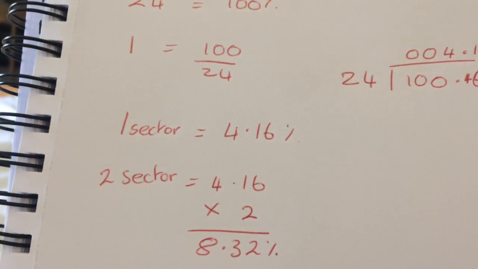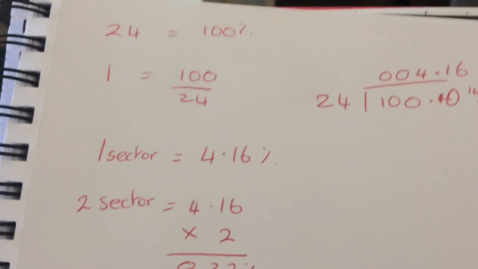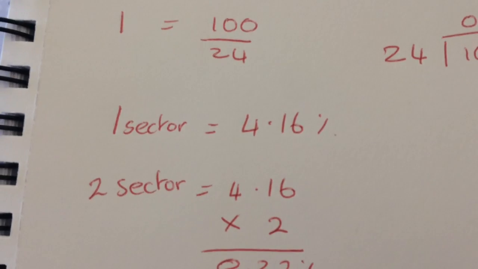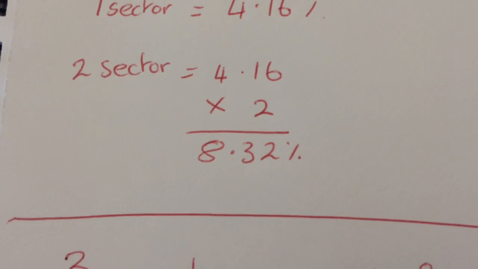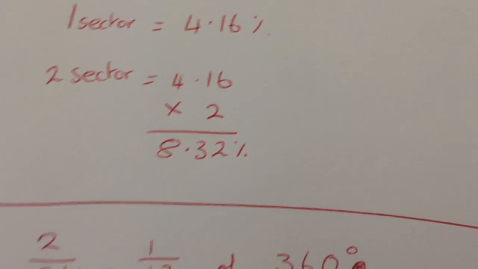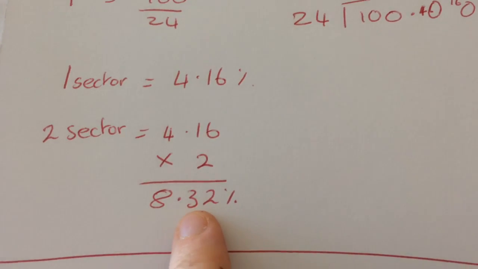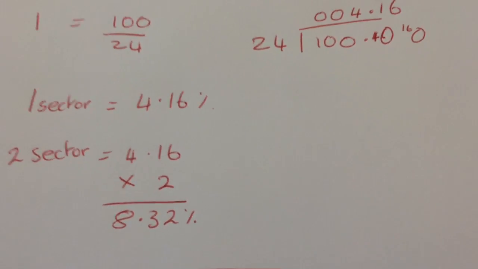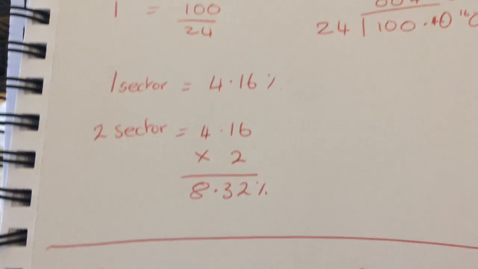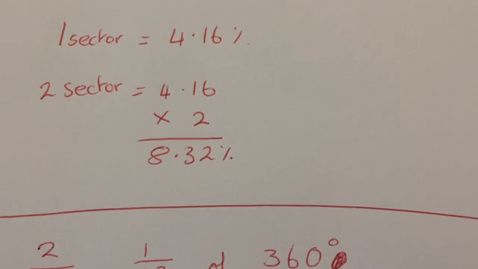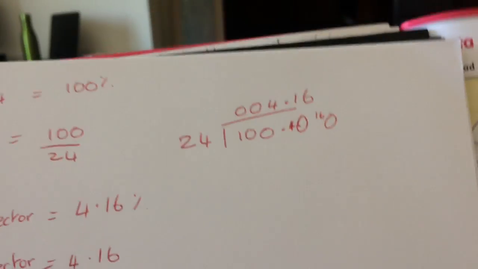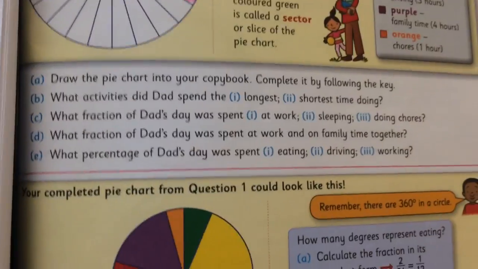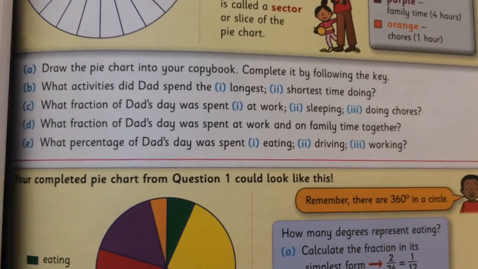So one sector is 4.16%. 2 sectors, which is what it is for eating, is 4.16 multiplied by 2. And that gives you 8.32%. That's rounded off. If you were to just work it out in decimal form, it's 8.33333. But doing it like that means you have it rounded off for you, 8.32%. So that would be how you would work that out. Now it is hard. Try and do the driving and the working part there as well.